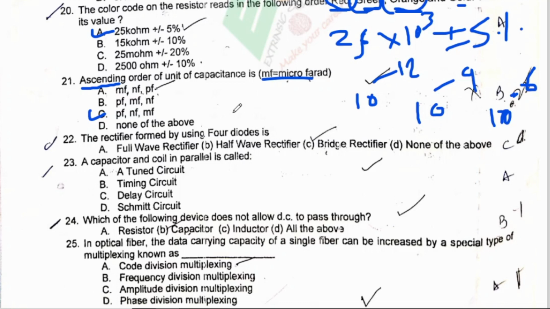Okay. Next, the rectifier formed by using 4 diodes is a bridge rectifier. 4 diodes connected back to back like this in the bridge rectifier. So this is a full wave rectifier, you can say. This is the bridge rectifier, also you can say a full wave rectifier. 4 diodes connected back to back like this is a bridge rectifier. So option C is the correct answer.